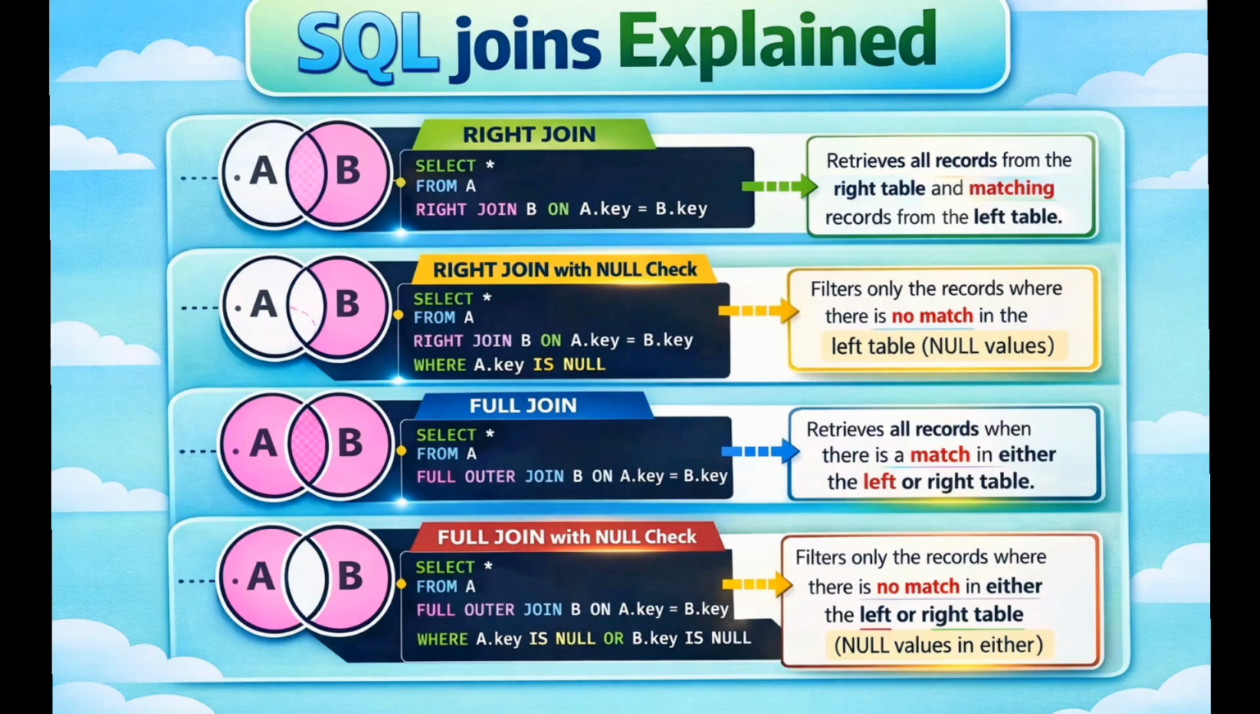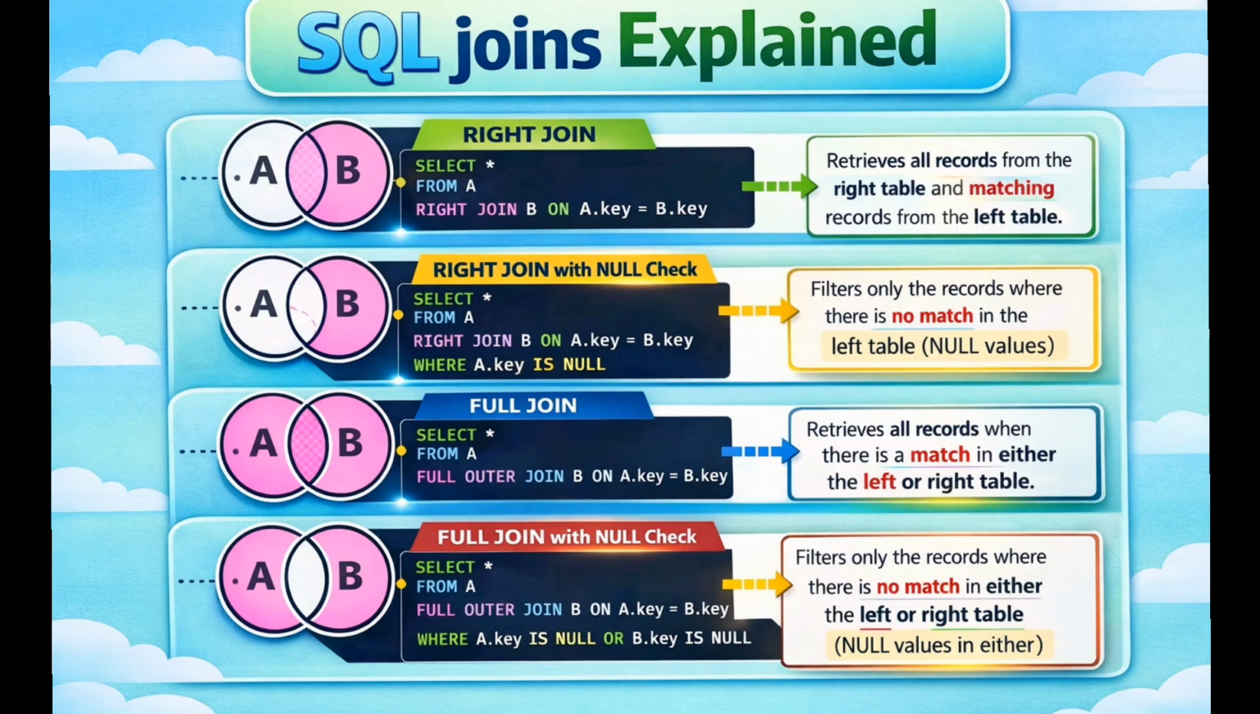Finally, we have full join with a null check. This query is used to find records that do not match in either table. The SQL query looks like this. Select all from A full outer join B on A.key equals B.key where A.key is null or B.key is null. Here, we first perform a full join and then filter the results to keep only rows where one side has null values. This helps identify unmatched records from both tables.